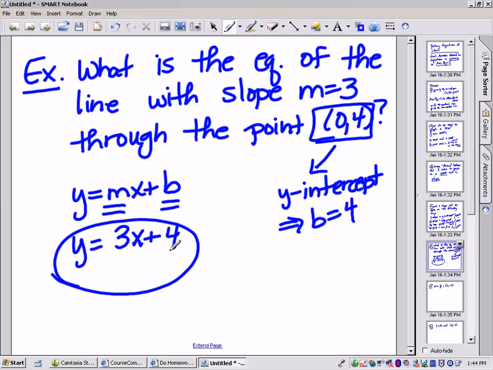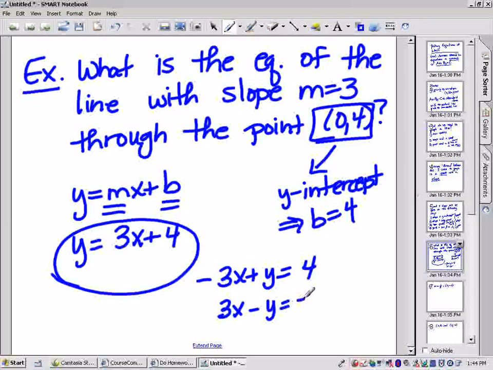So this is the equation of the line that has slope 3 and goes through the point (0, 4): y equals 3x plus 4. Now that is in slope-intercept form. If you had to write it in standard form, you could just write it with the x and y on one side and the constant on the other. So you could subtract 3x from both sides to get negative 3x plus y equals 4. But generally in that form we don't like a negative leading coefficient. So if we multiply through by negative 1, it just changes all the signs. But any of those are equivalent.